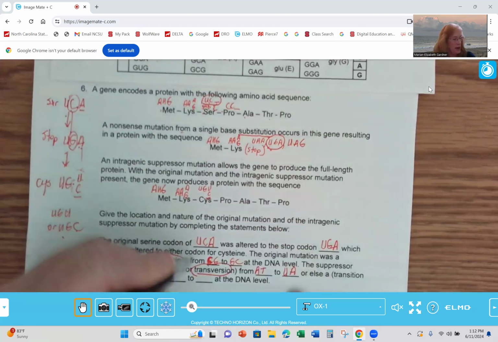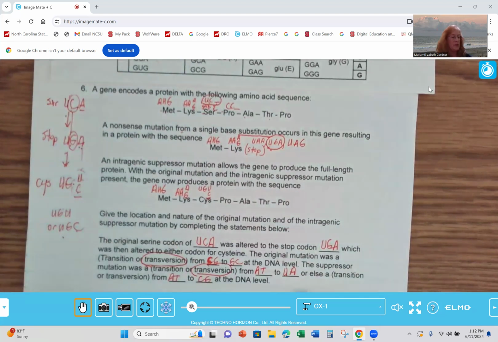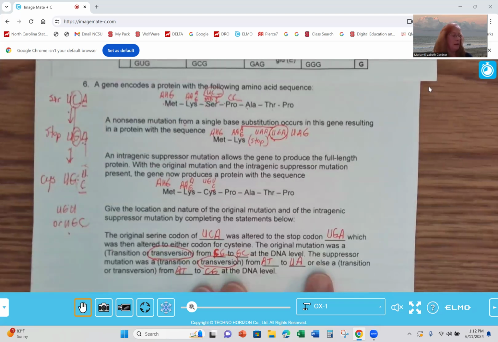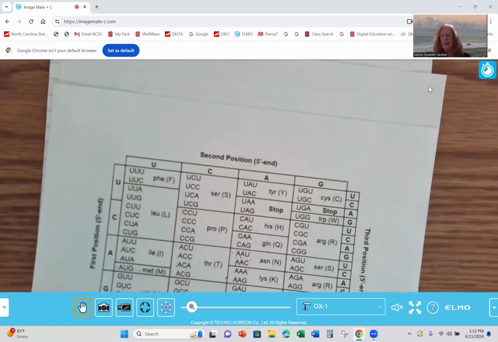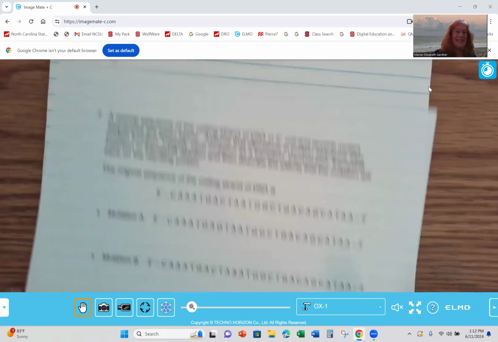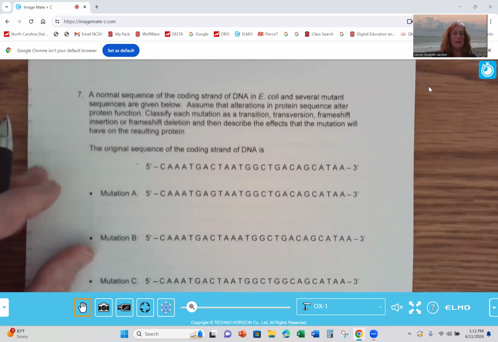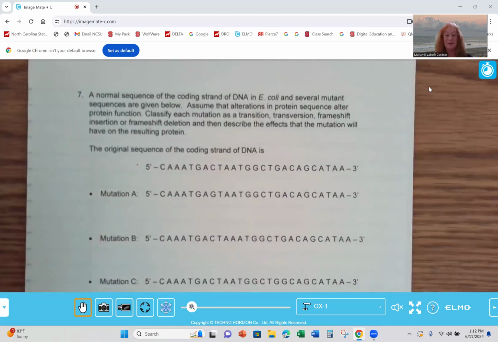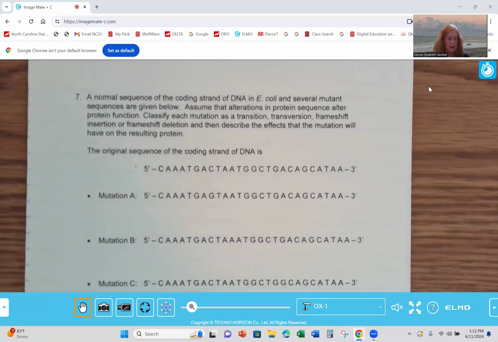Or a transition from AT to CG, depending on which of the codons we had for cysteine. So there's quite a bit in that problem, and it requires you to put together several things that we talked about so far. I think I've got one problem left, with multiple parts. This problem has several mutations based on this normal sequence, and I suspect we'll be classifying the different ones as to what they are.